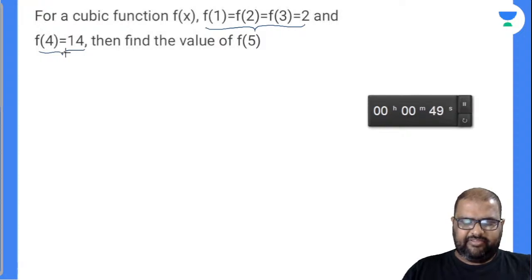For a quadratic function, there will be two roots, Aditya. For an equation which contains x power 8, how many roots will be there? Count it. Automatically 8 roots will be there, na?